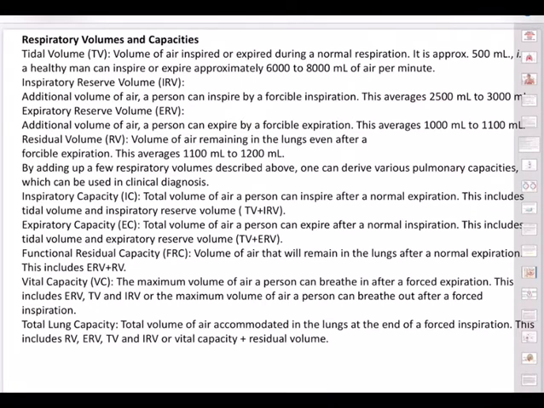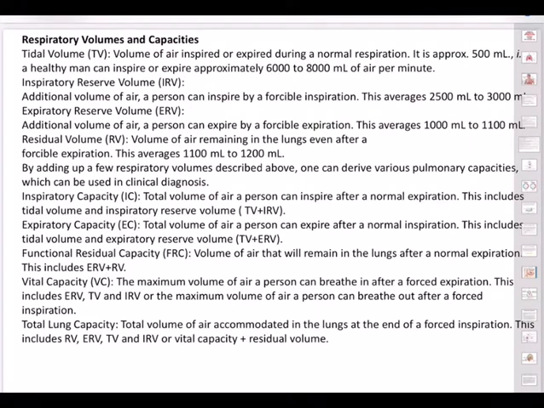So next, IRV, inspiratory reserve volume, IRV. It is the additional volume of air a person can inspire, meaning inhale, by forcible inhalation. So with TV, there is no extra effort. Here we are putting in extra effort. This average is 2500 ml to 3000 ml in IRV, inspiratory reserve volume. So, additional volume of air a person can inhale by forcible inhalation.